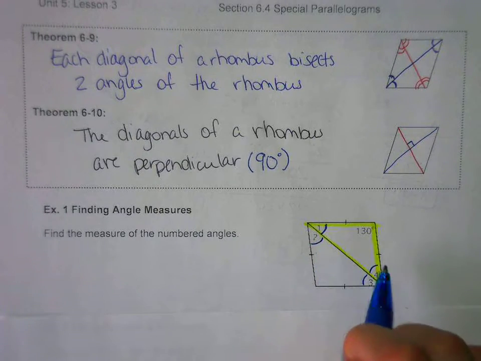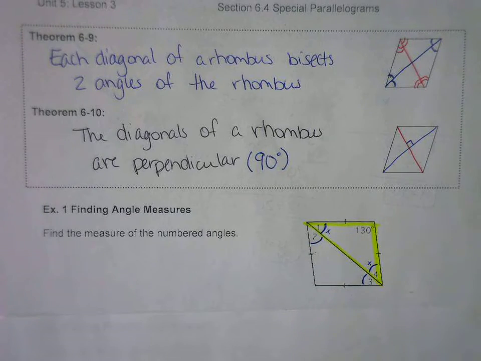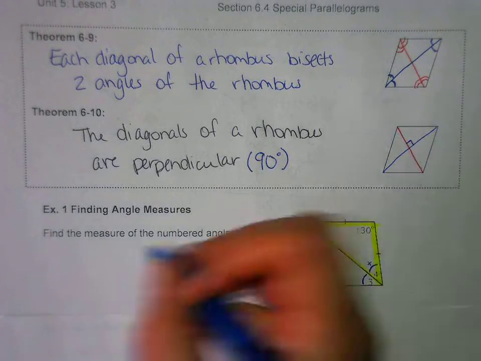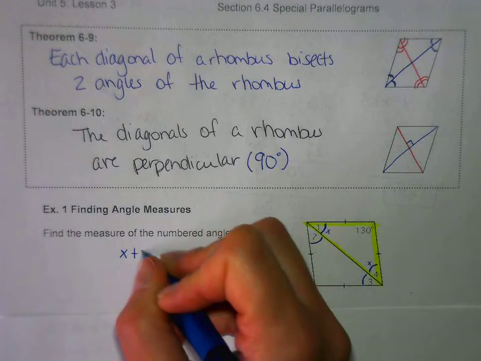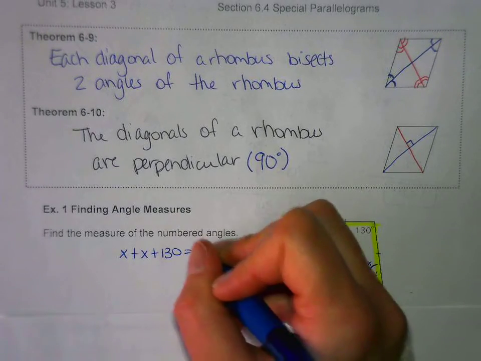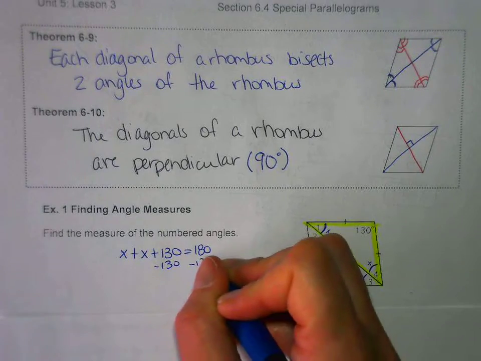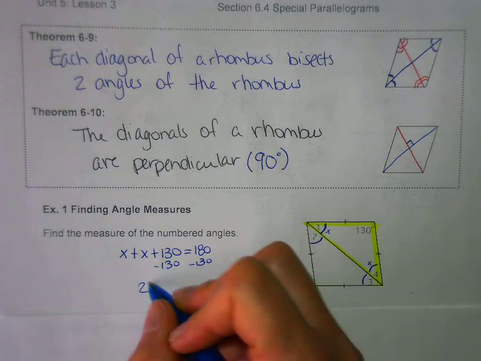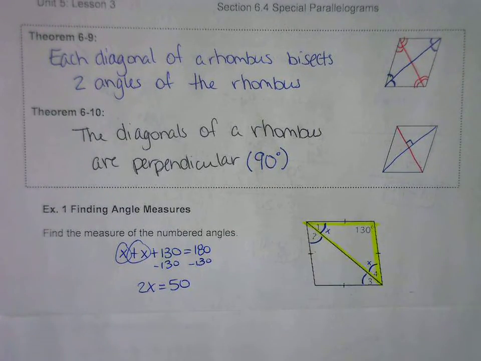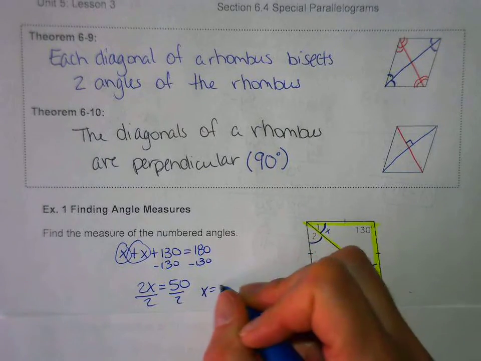So if angle 1 and angle 4 are equal, and I don't know what they are, I'm going to use x to represent what they are. If I'm dealing with a triangle, 3 angles in a triangle add up to be 180. So angle 3 plus angle 4 plus my 130 is going to equal 180 degrees. So if I subtract 130 from both sides, x plus x is 2x, which means I'm left with 2x equals 50. Divide by 2. Then x equals 25.